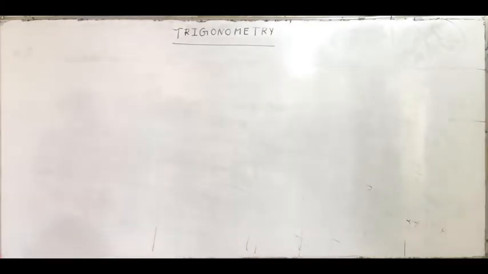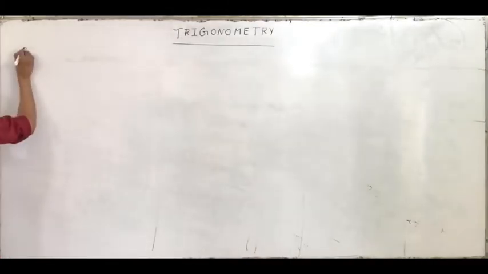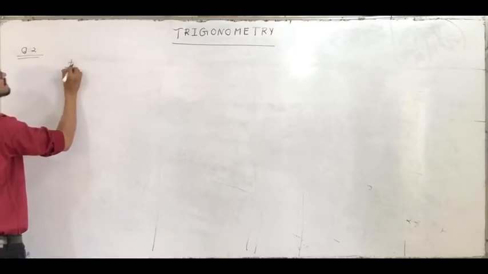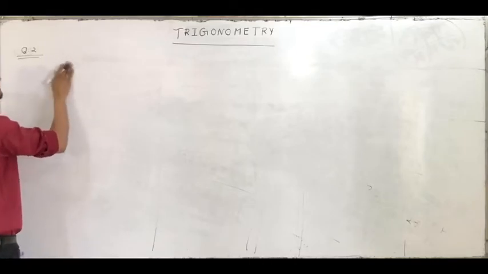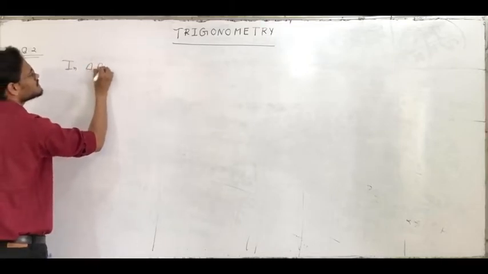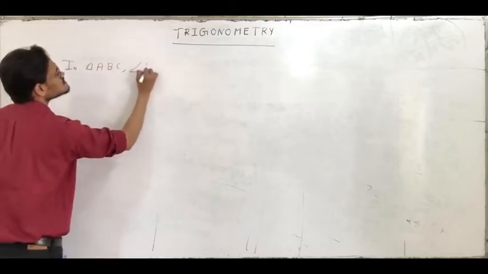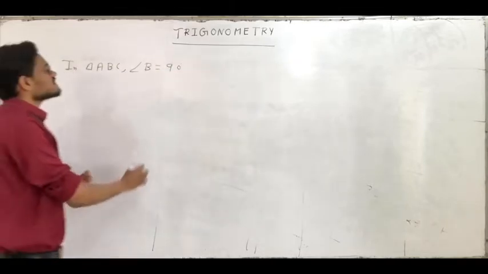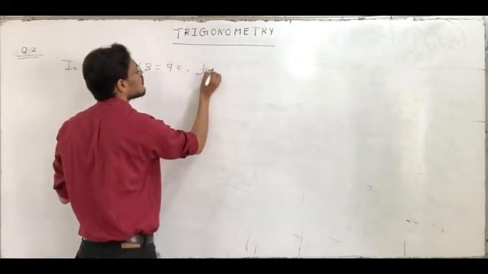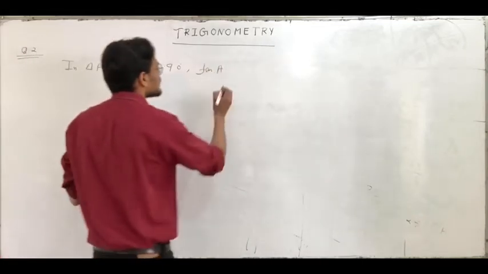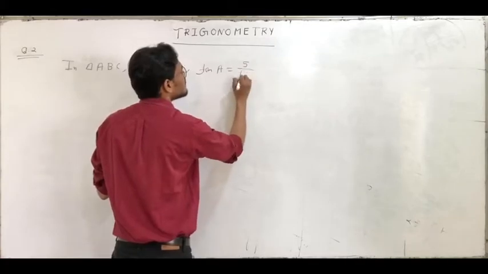Now, see, next type of question. Suppose you are given in triangle ABC, suppose angle B is 90 degree, and you are given that the value of tan A is 5 by 12.